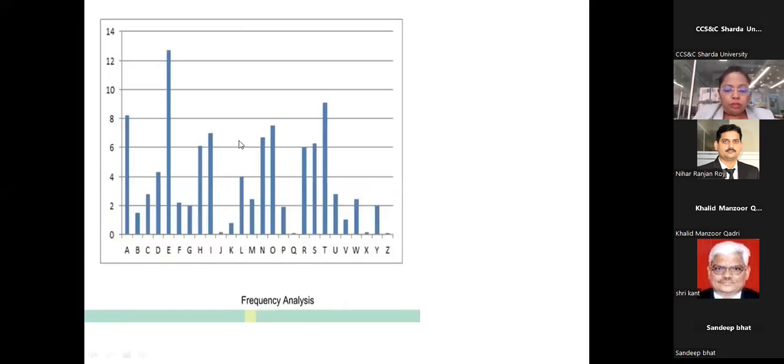In plain English text, you'll find the frequency of E is the highest, right? This will come again and I will explain it. Because of this linguistic property, cryptanalysis becomes very easy. And this was first invented by this gentleman.